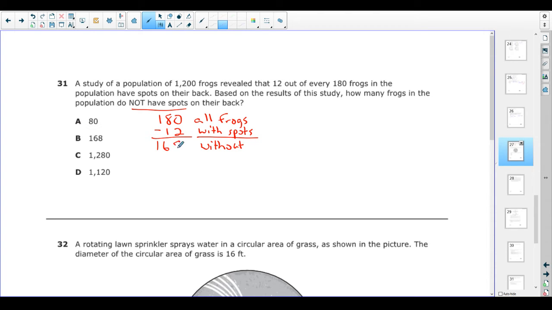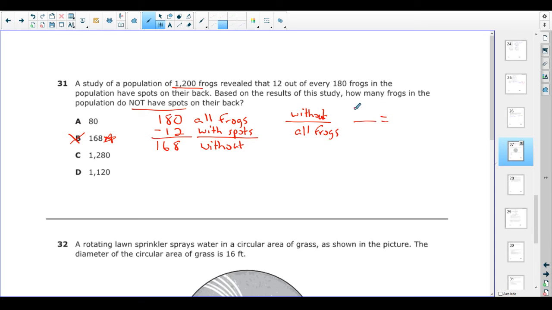And this is 168. Okay, and if you notice, that's an answer choice. Hopefully you did not pick it, because that's just out of the original 180. We want to know what is that out of 1,200. So don't pick this one. So know that it's a good start, right? We did some math, we got that. We're just going to use this number to do other, different math. We're going to expand this out. So we're going to say without over all frogs. That's what we're comparing.